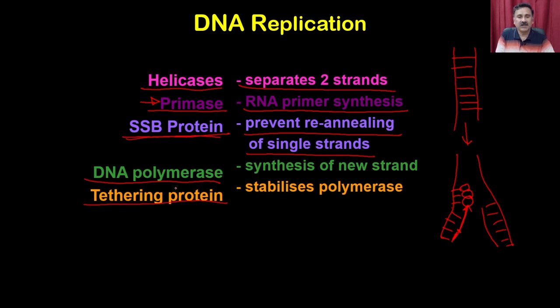of the single strands. Then you require the enzyme, the DNA polymerase, which is going to read these sequences, and that's how it is going to start the synthesis of the new strands. And then you also require a tethering protein, which is going to stabilize the polymerases.